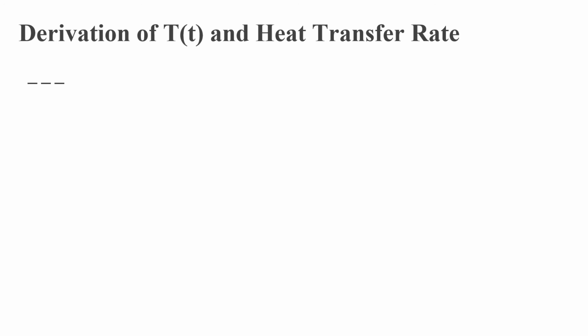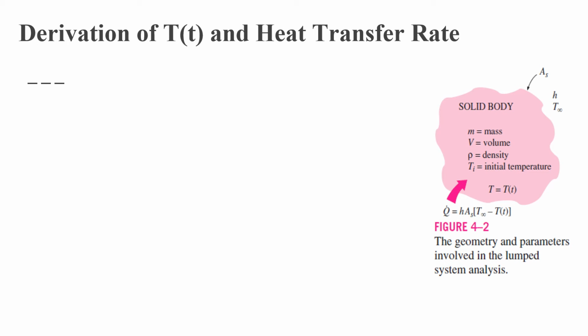Now let us go to the derivation of T of t. Very important derivation, it is the only derivation we have. Consider a solid body. You can take an example of a potato which is boiling in water. If you take the solid body as a potato, it has mass m, volume V, density rho, and surface area A. Let us take Ti as the initial temperature. It is kept in surrounding hot water. Let us take the surrounding temperature as T infinity, and heat transfer coefficient as h.